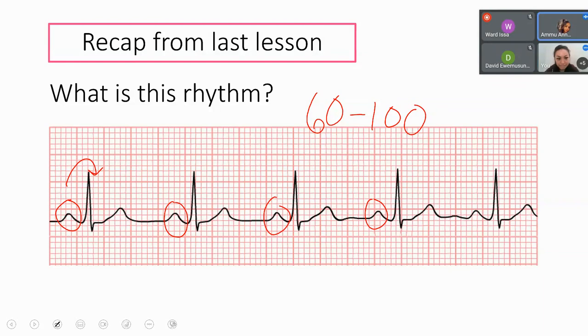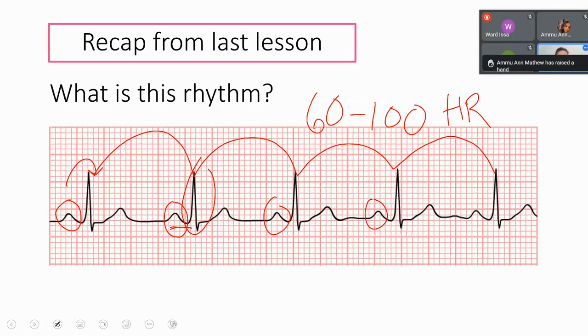It's between 60 to 100 beats, as you said. Yeah. What else? That means the boxes between beats should be the same. Yeah. It means regular rhythm, correct? How about the QRS and the PR interval? They have the same in between. Yes. So same PR interval throughout, and the PR interval should be between 3 to 5 small boxes, and the QRS should be, do you remember? Yes, so less than 3 small boxes.